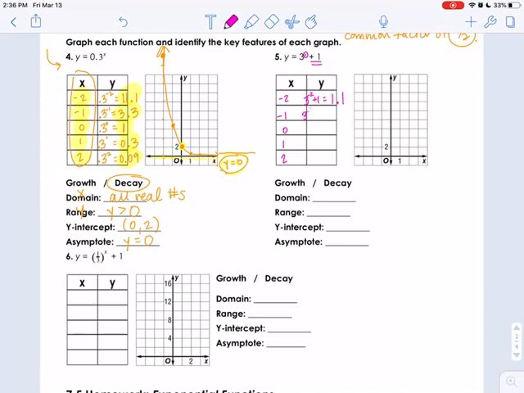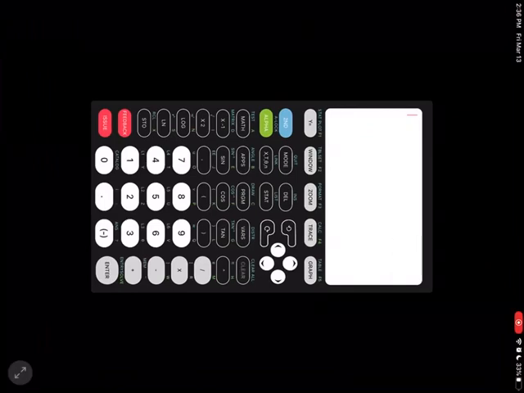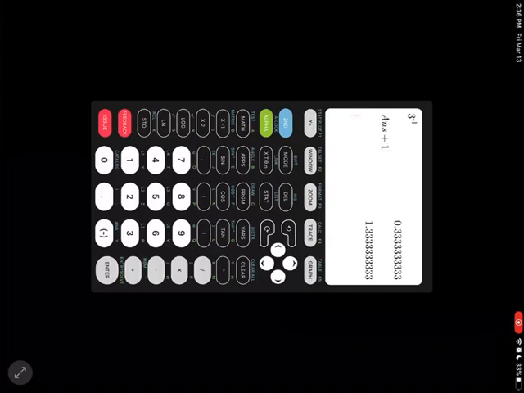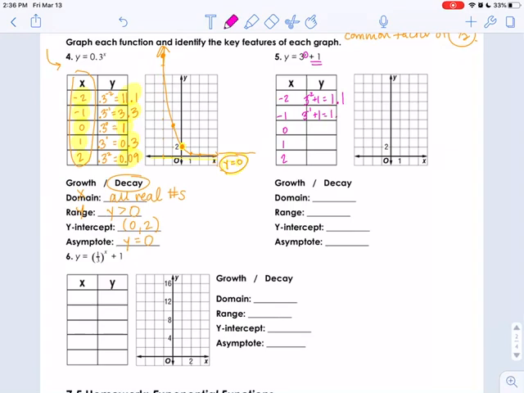So 1.1. All right, now I have 3^-1 plus 1. So let's check that out. 3^-1, enter, plus 1, enter. That's 1.3. And then anything to the 0, so 3^0 plus 1 is 1, so 1 plus 1 is 2. And then I have 3^1 plus 1. Well, 3^1 is 3 plus 1 is 4. And then I have 3^2 plus 1. 3 squared is 9 plus 1 is 10.